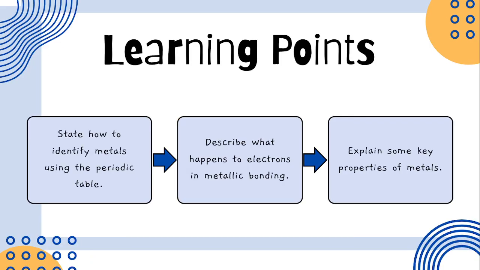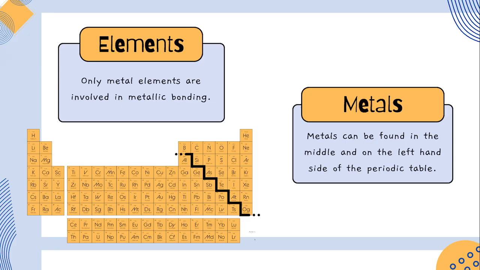At the end of this lesson, we should be able to state how to identify metals using the periodic table. We should be able to describe what happens to electrons in metallic bonding, and we should be able to explain some key properties of metallic bonding or metallic compounds.